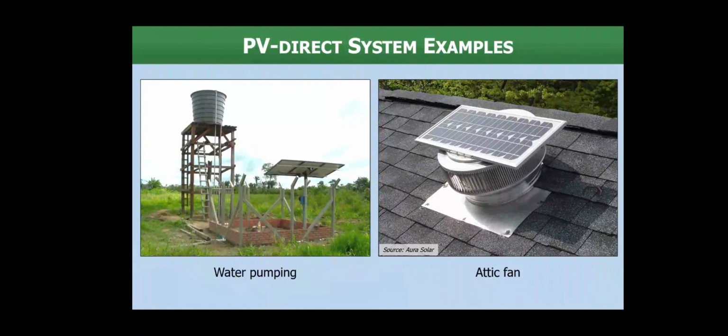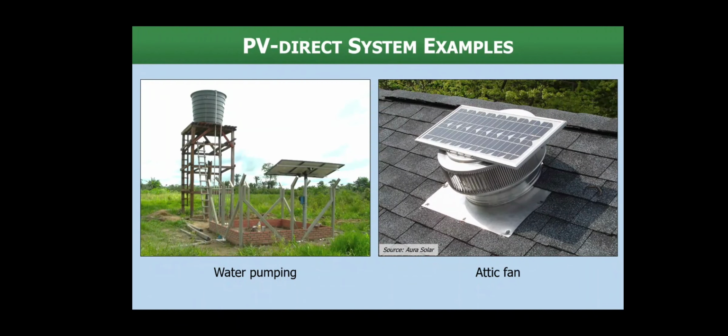Since PV direct systems are so simple, they tend to require less maintenance than other types of systems. Due to the lack of additional equipment, the electricity is only regulated by the amount of sun shining on the array. So it's important to make sure that the DC load is compatible with the voltage and the current range of the modules.